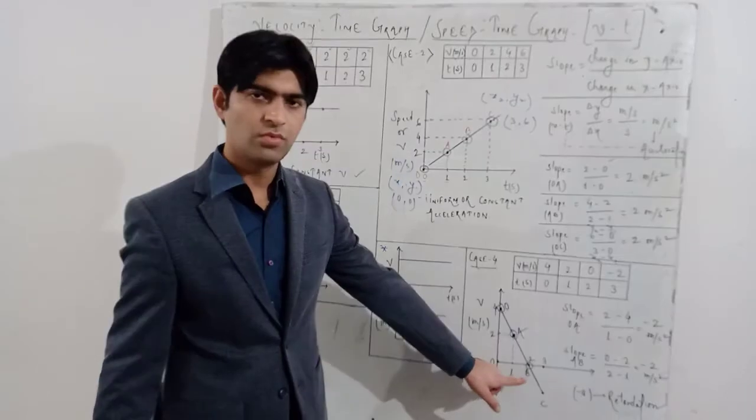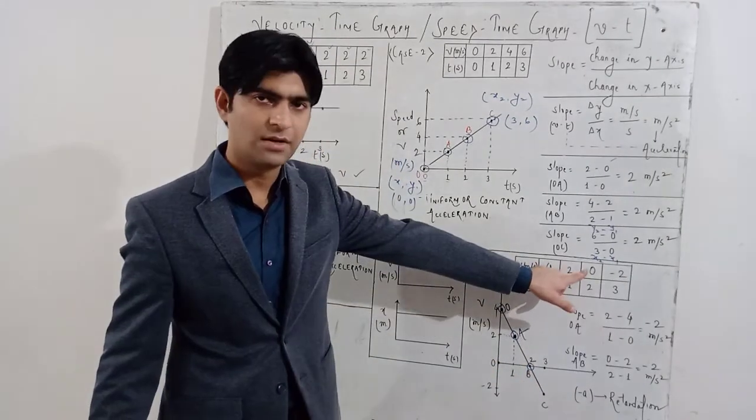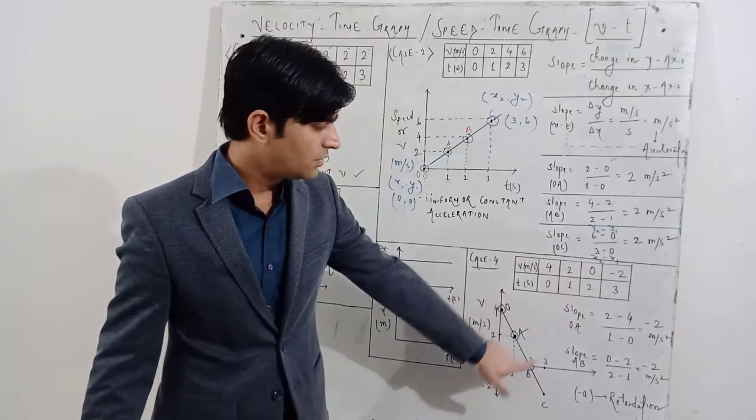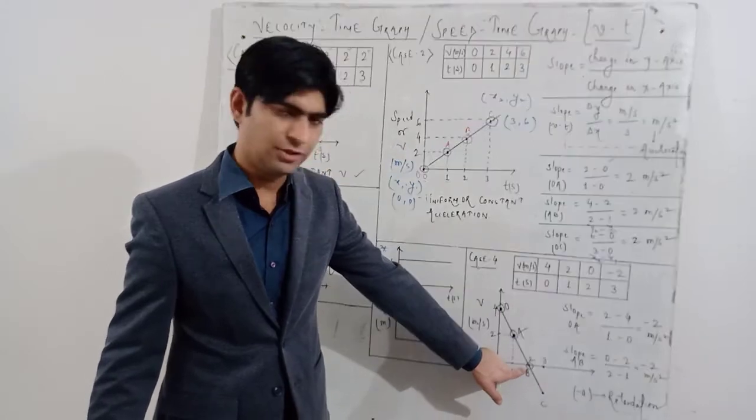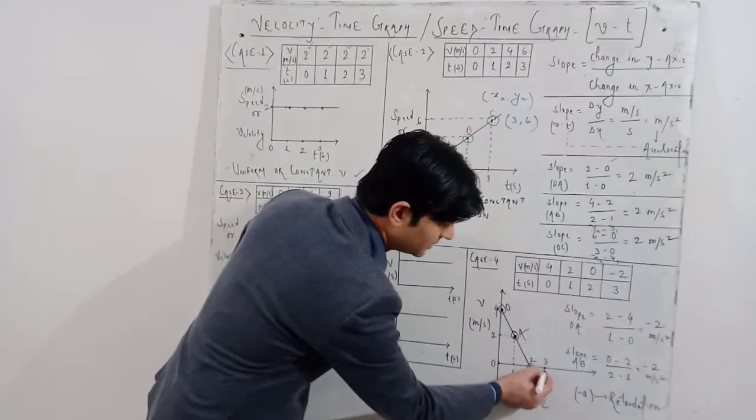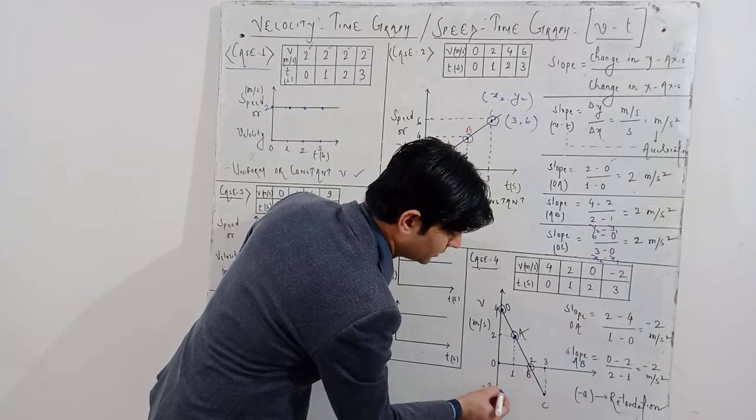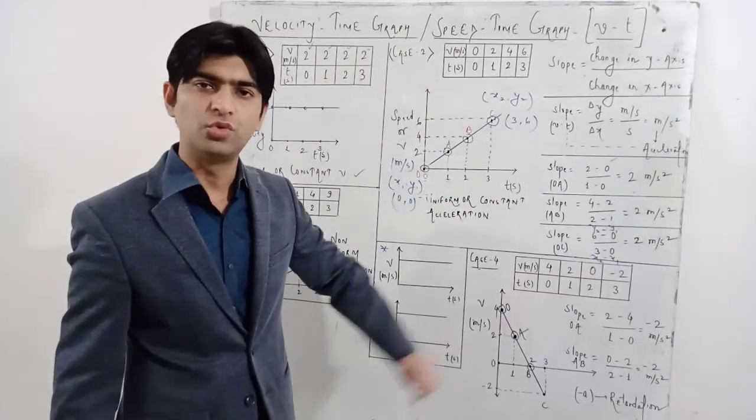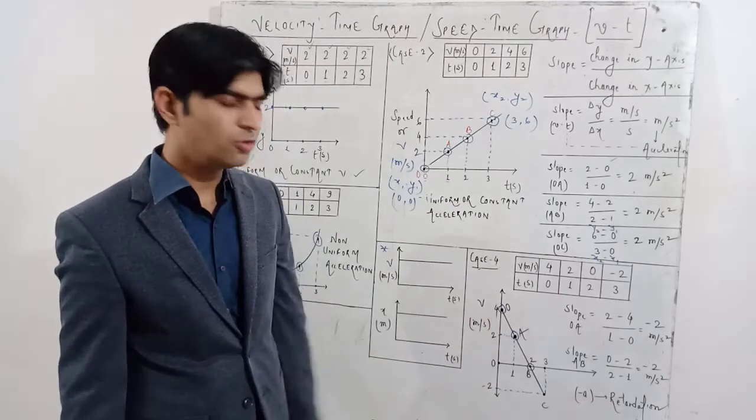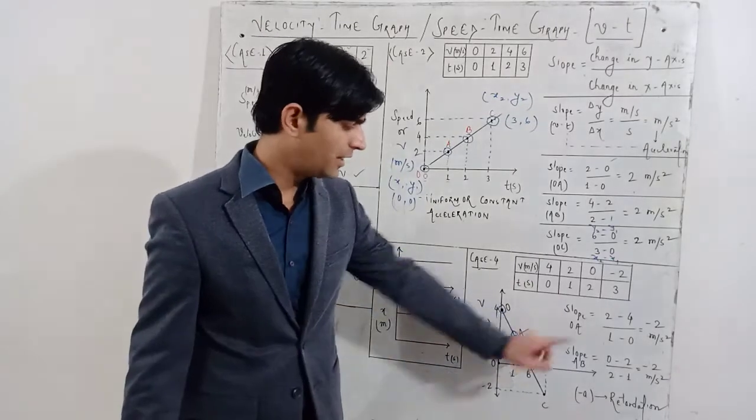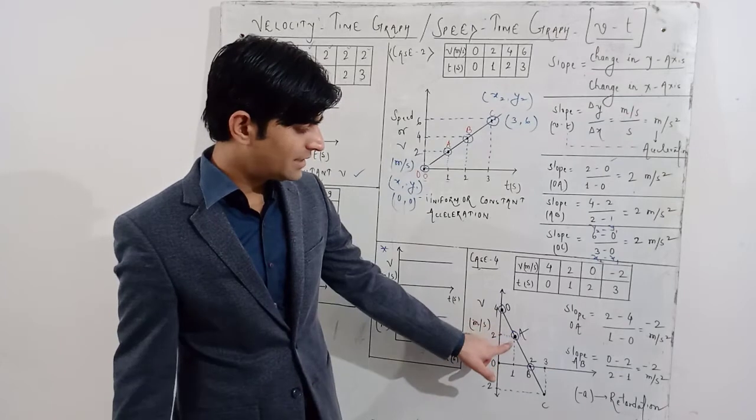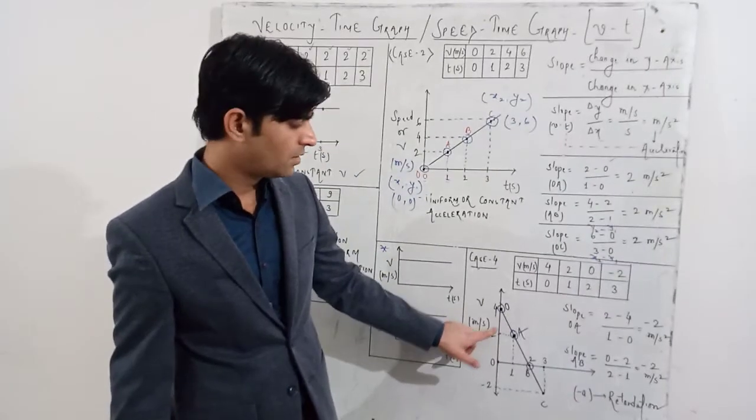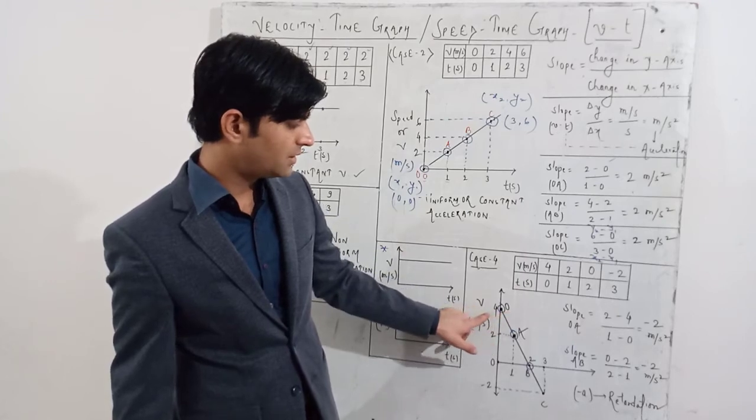So at 2 the value of y, that is v, on y-axis we have taken v. So the value of velocity at 2 second is 0, and at 3 second it is minus 2. So if you calculate the slope here again, for slope OA, O is the starting point, A is the ending point. Corresponding to A, what is written here? 2.